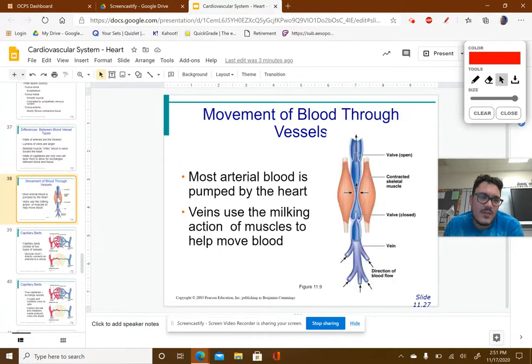And finally, we can see what's going on with that milking process. I already talked about this earlier on the last slide. Most arterial blood is pumped by the heart. Veins use this milking action to move the blood against gravitational forces. But it's super fascinating. The muscles that are doing this are not applying so much pressure to damage the veins, right? But it's enough pressure to move the blood upward. So that works really well, right?